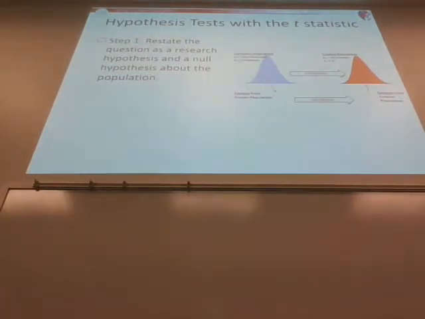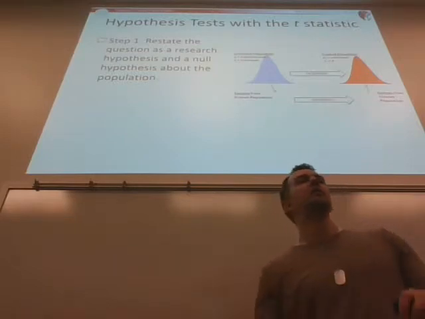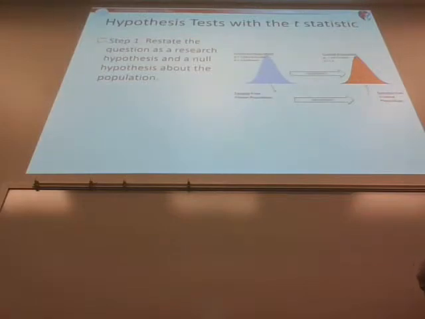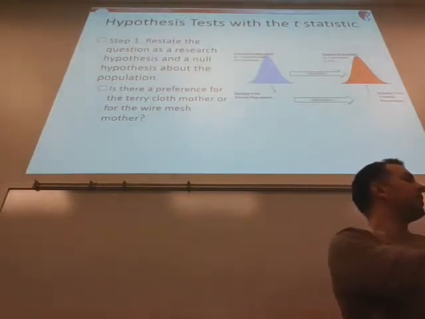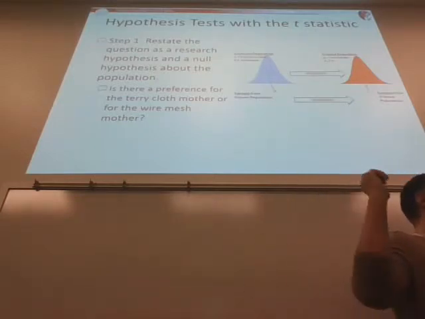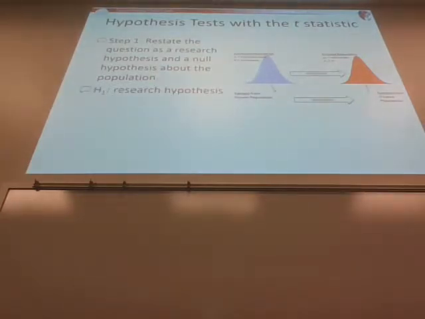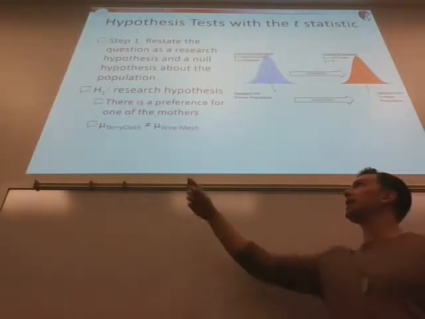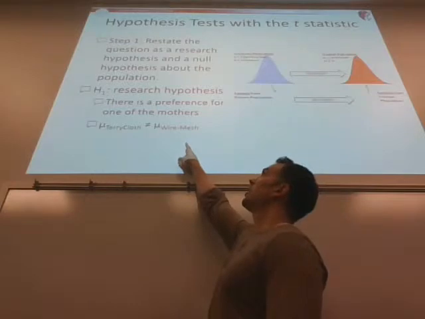So one of the steps that SPSS will not do for us at all is the null and the research hypothesis. That is still completely up to us. So we still need to restate the question as a null hypothesis and a research hypothesis. So is there a preference for the terry cloth mother or for the wire mesh mother? That's the question we ask as psychologists. We formulate that as a research hypothesis, that there is a preference for one of the mothers, which means that the mean time that they spend with the terry cloth mother does not equal the mean time that they spend with the wire mesh mother.